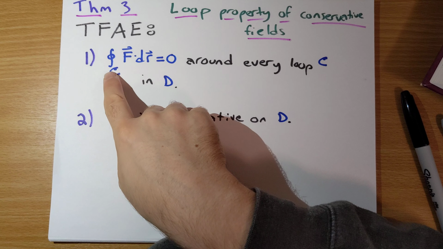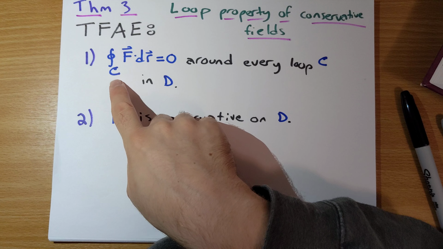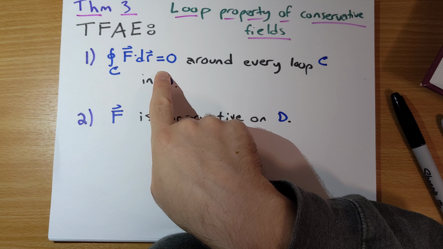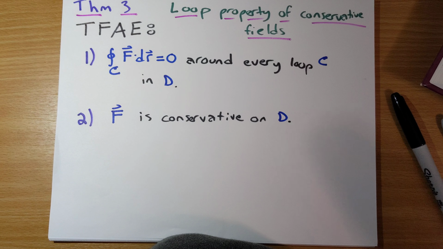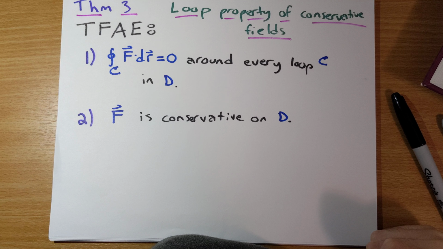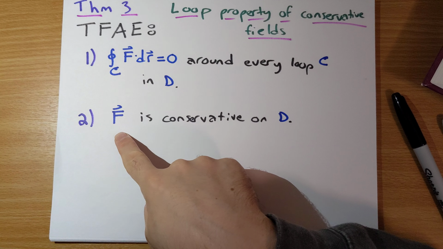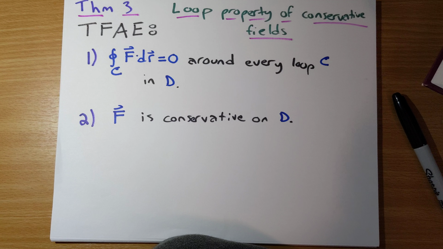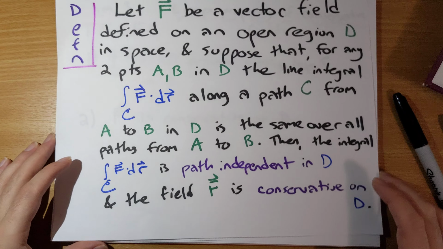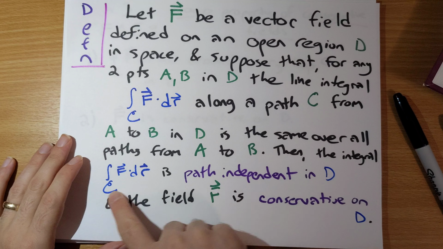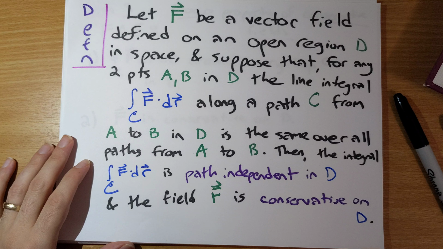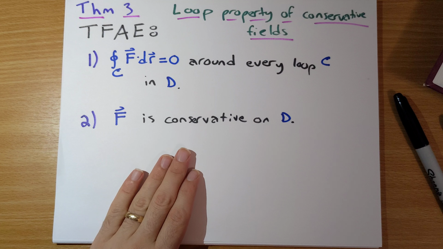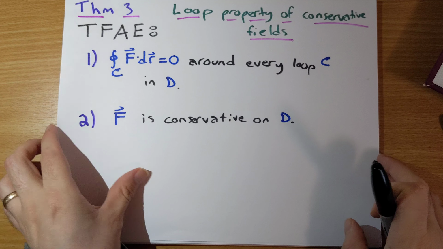What are these properties? Property 1 is that the integral over C of F dot dr is equal to 0 around every closed loop in your domain D. And property number 2 is that F is conservative on D. And remember, conservative means that the integrals are path independent. Let's actually prove this. This won't be too difficult to prove.